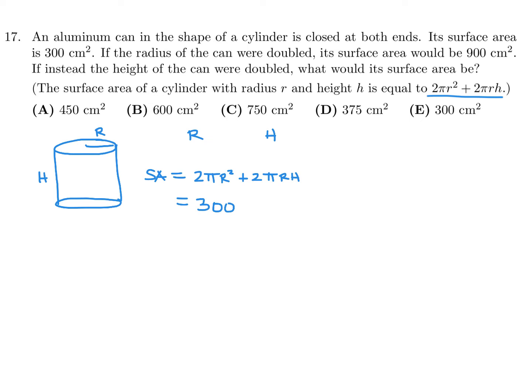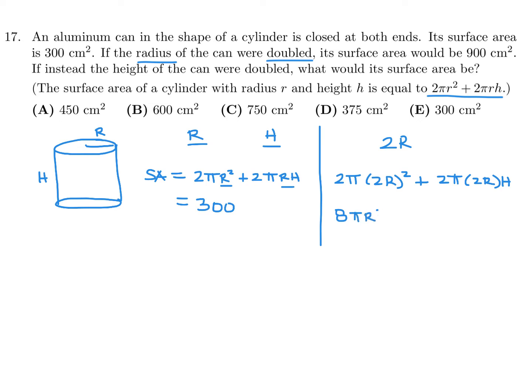Okay, and let's see here. That is when you have r and h. And then they're saying that the next scenario is where you are doubling the radius. So instead of r, we have 2r now. So wherever you see r, I'm going to put in 2r. So 2 pi (2r) squared plus 2 pi (2r) times h. And let's simplify this. This is what, 8 pi r squared plus 4 pi r h. Yeah, and they're saying that is equal to 900.